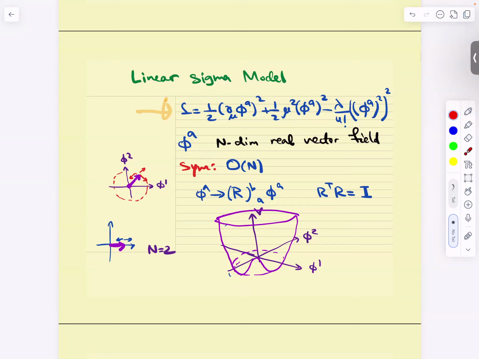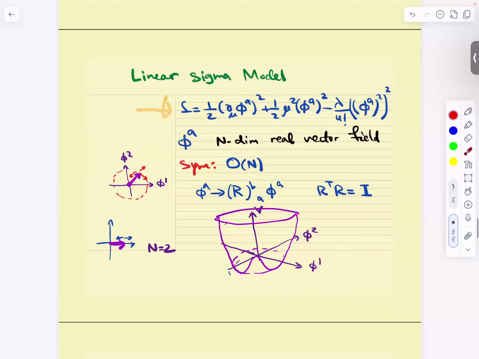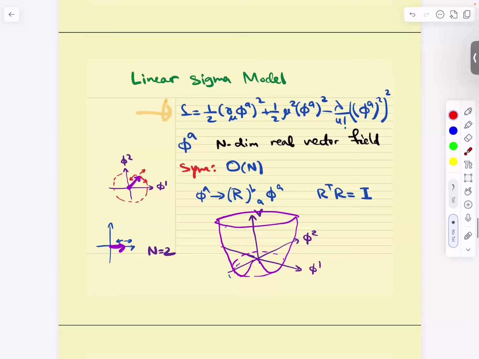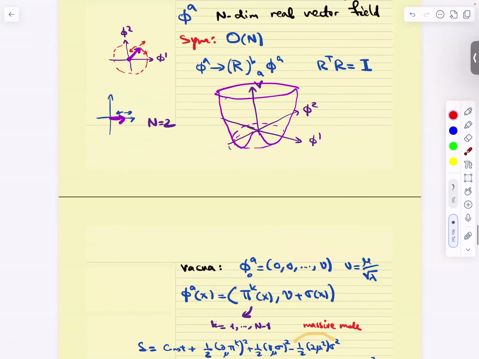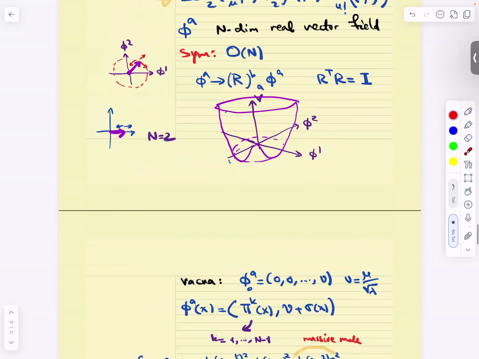So this will be a principle. Classically, you can prove this: every time you have spontaneous symmetry breaking, there will be a massless mode. Quantum mechanically, there's the Goldstone theorem that guarantees this. That's general for any dimension. I'll say more in a second, actually. We can make this group theoretic. So what is the vacuum?